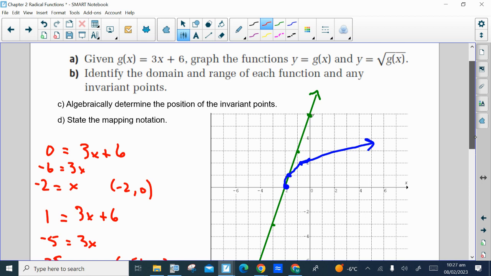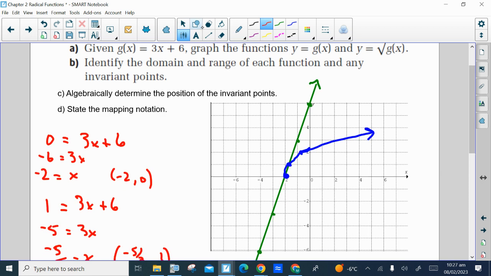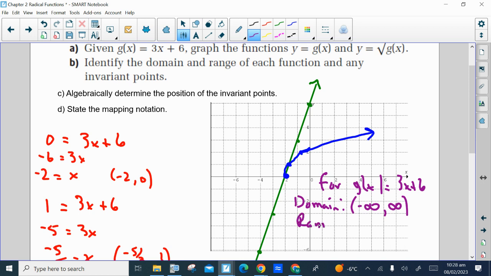Identify the domain and range of each function. So let's do that. For g of x equals 3x plus 6, the domain and range are both all real numbers, or from negative infinity to positive infinity.